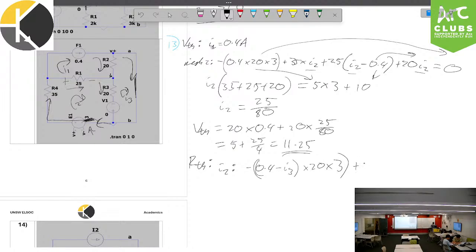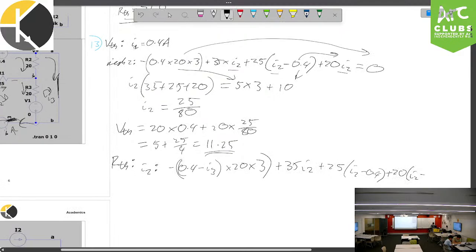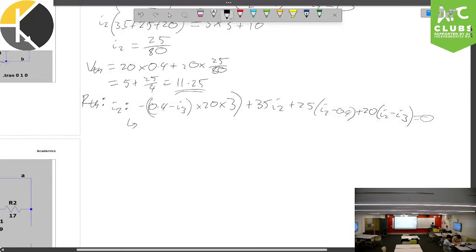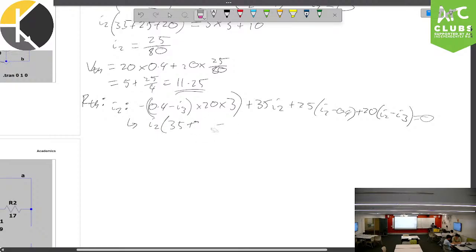We say plus 35 I2 plus 25 I2 minus 0.4, and then we also say plus 20 I2 minus I3 equals 0. Right? The 0 volt source still contributes nothing. Big long mesh equation, which simplifies down into, let's think of this, group I2s. We got 35 plus 25 plus 20, which is just going to give me 80 as per before. And I throw everything else onto the other side.